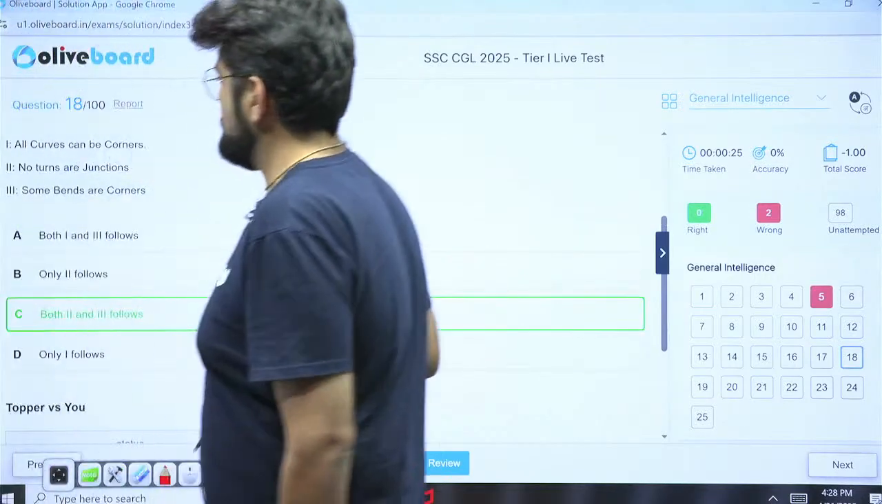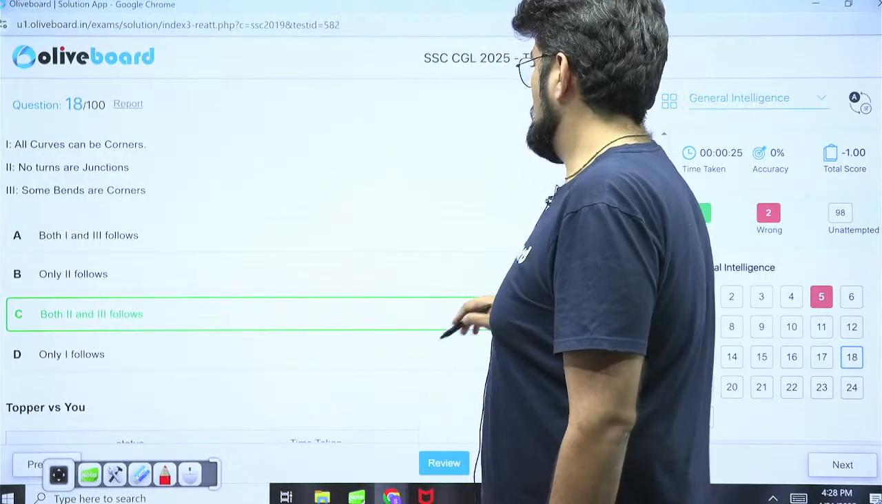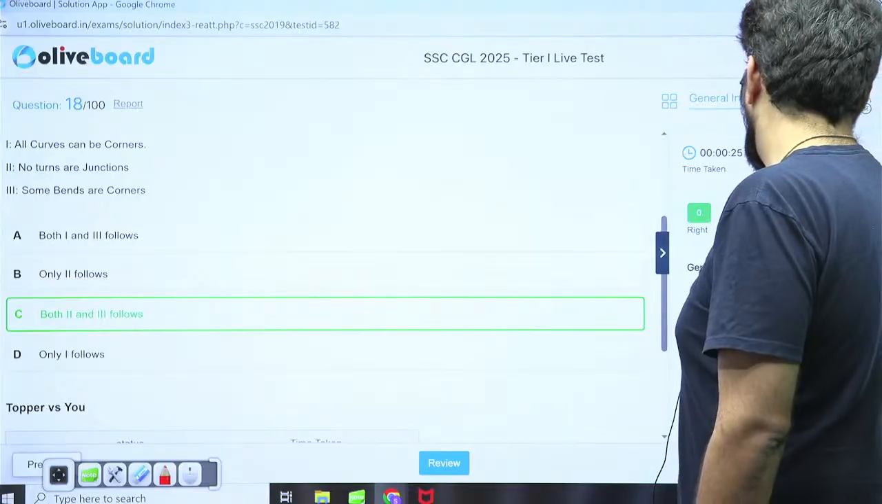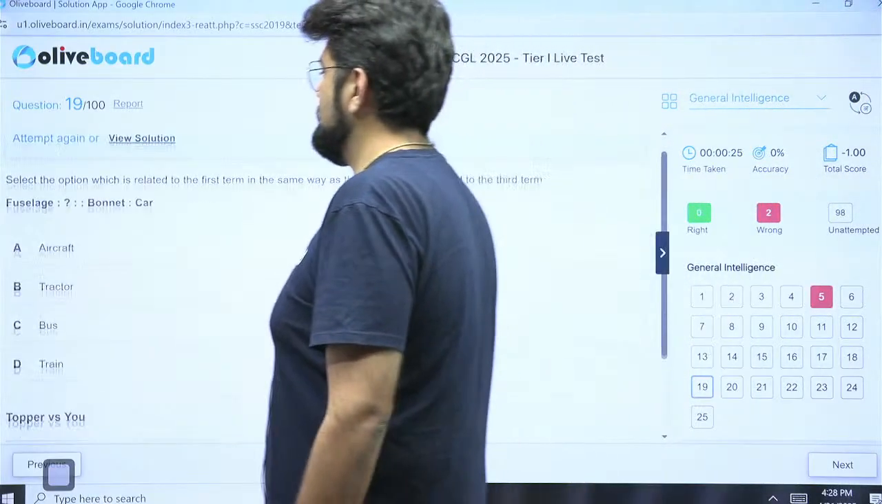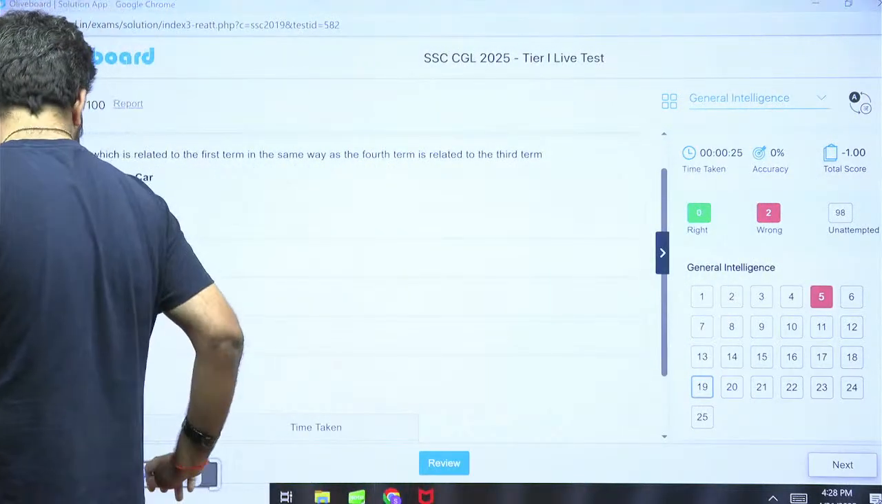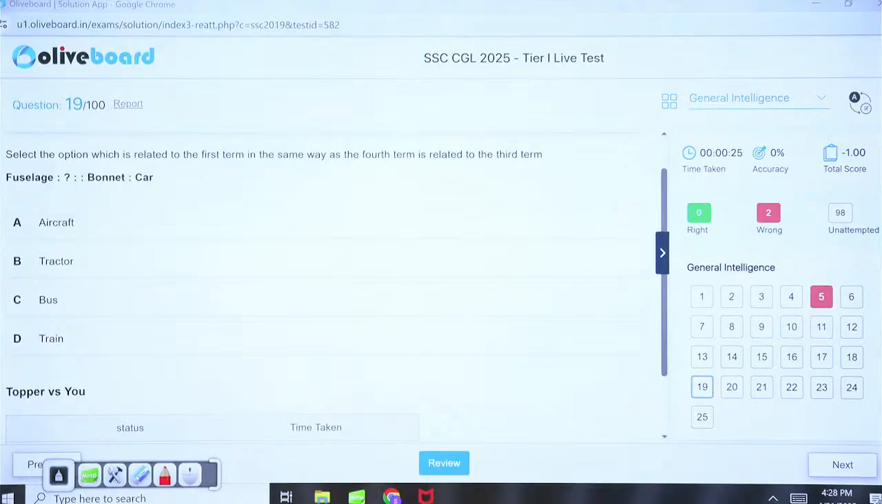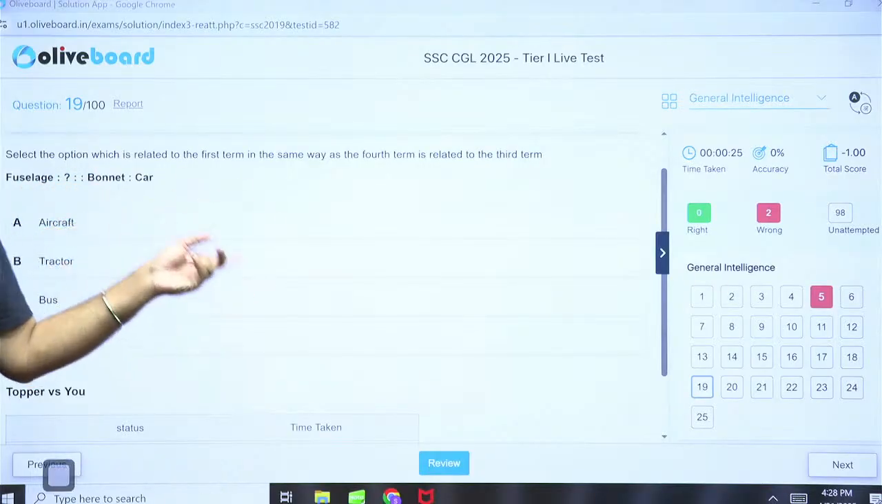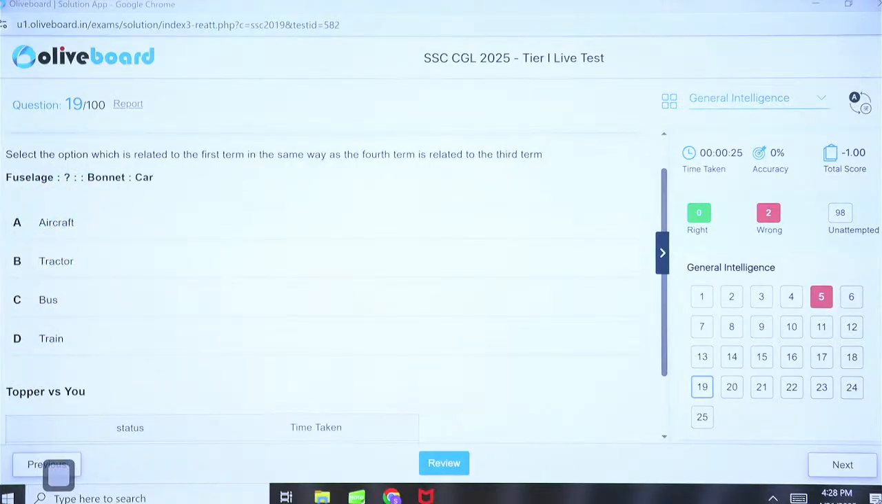Option C is the right answer. Okay. Next, question number 19. Fuselage is a part of an aircraft. Yeah, 2 and 3. Basically, my labeling was incorrect. Actually, I had labeled curves as corners and corners as curves. That is where we went wrong.